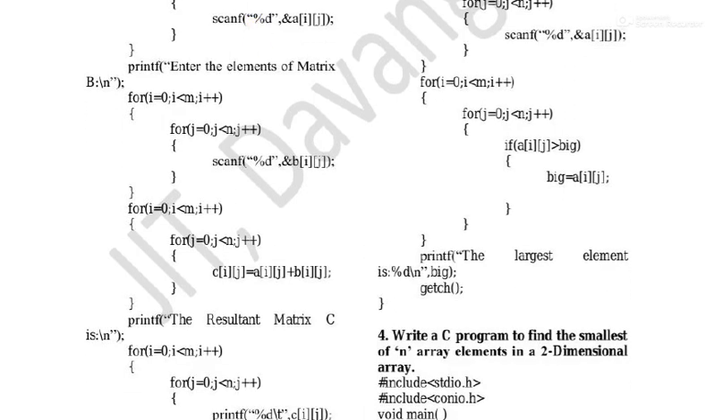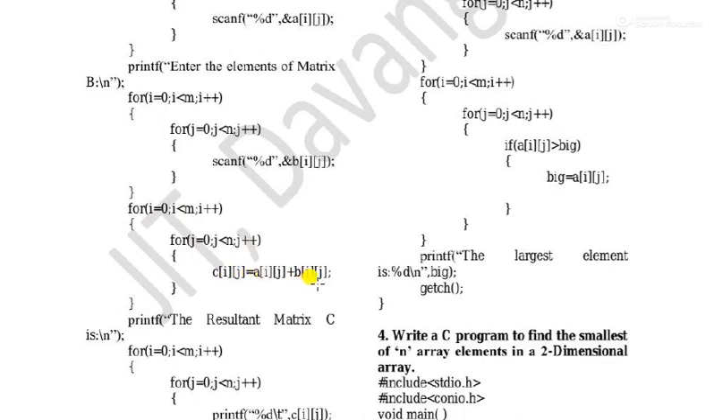Next we perform addition. So the output values, where do we store them? We store them in another matrix, that matrix is C. So for i is equal to 0, i less than m, i plus plus, for j is equal to 0, j less than n, j plus plus, C of ij equal to A of ij plus B of ij.